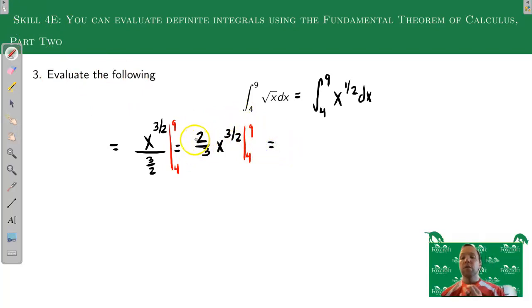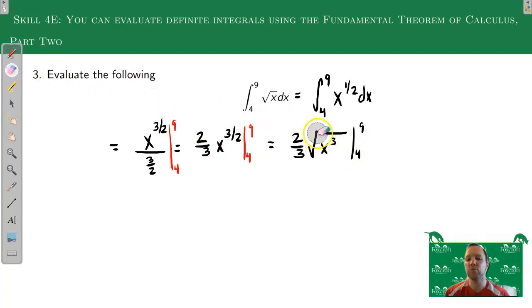And once I start to go plug things in, fractional exponents don't really make sense in my head, so I'll rewrite it as a square root again. So it's going to be 2/3. The 1/2, or that 2 on the bottom, turns it back into a square root. And now there's x cubed, evaluated from 4 to 9. And actually, one thing you can do to make it a little bit simpler, I have x cubed and then the square root. I could actually put this cube after the square root, and that'll just make the numbers a little bit smaller.